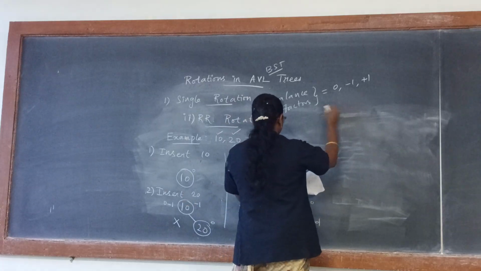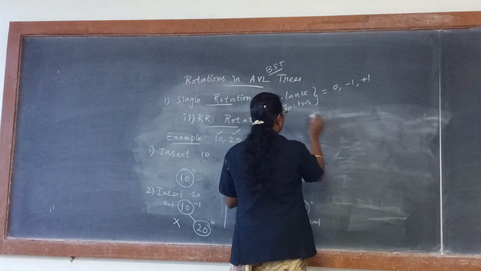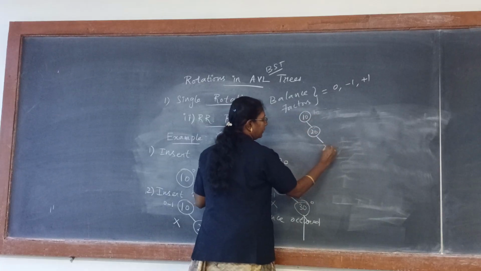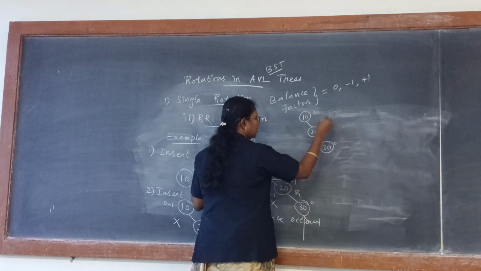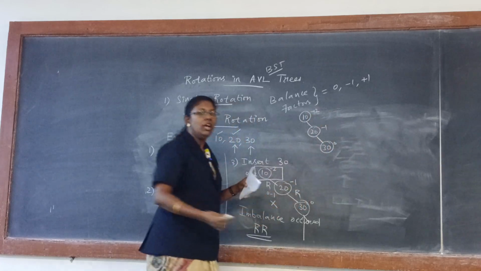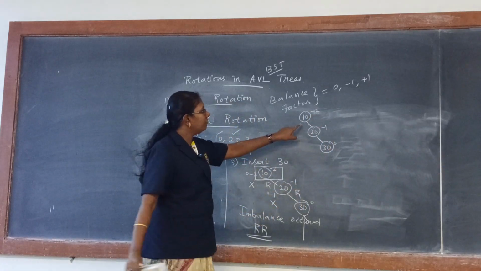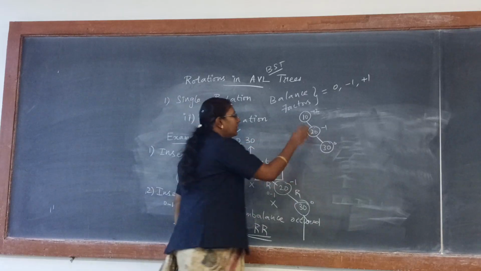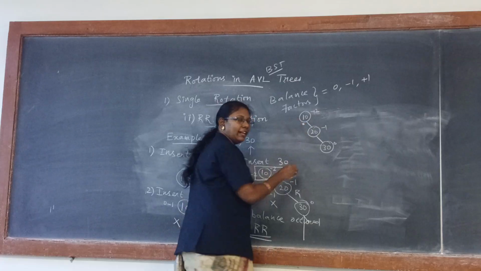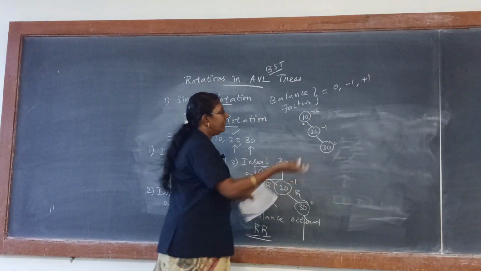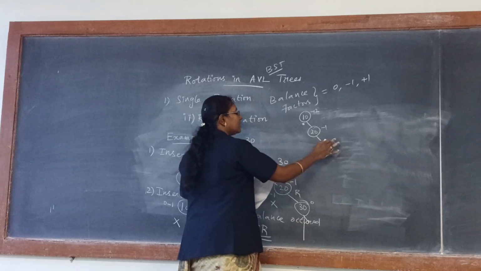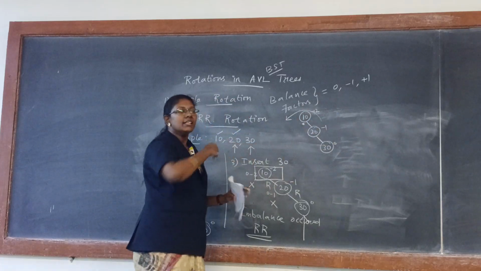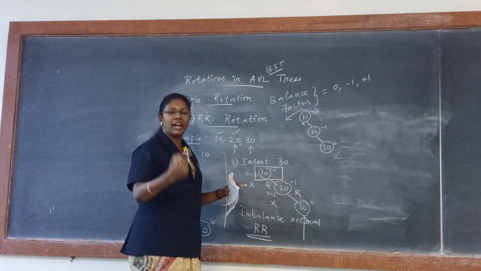In the sense, we have 10, 20 and 30 here. This is 0, this is -1 and this is -2. And now at which point we have got the imbalance? At this point 10. So make this point as a pivot value, pivot point, and drag everything towards the left side from this right side. Okay, so that is called our right rotation.